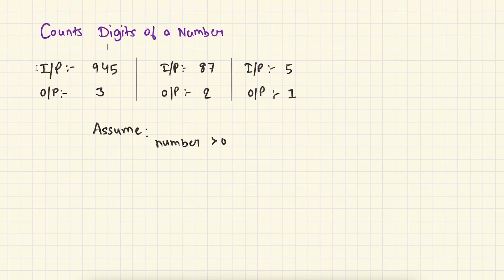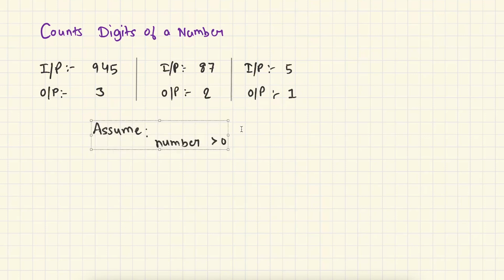For example, if we are given input as 945, our function should output 3 because the number of digits in this number is 3. Next, if we are given an input as 87, then our function should output 2 because the number of digits in 87 is 2. Similarly, if the input is given as 5, our function should return 1 because the number of digits in 5 is only 1. Here we are assuming that our number is always greater than 0.